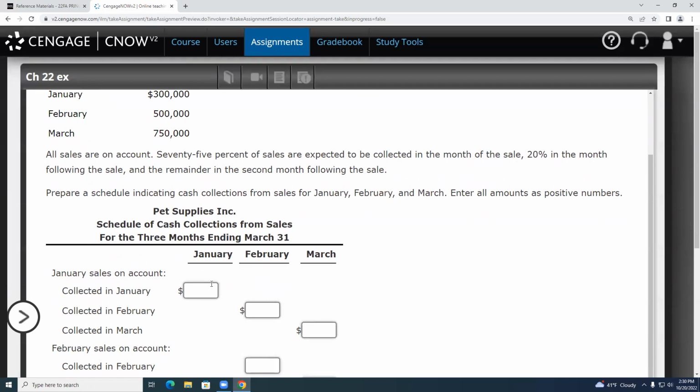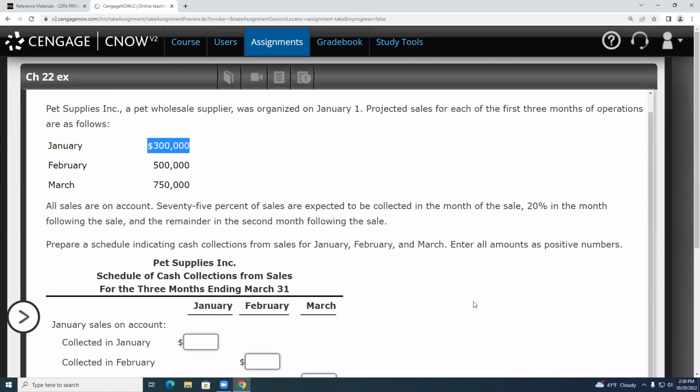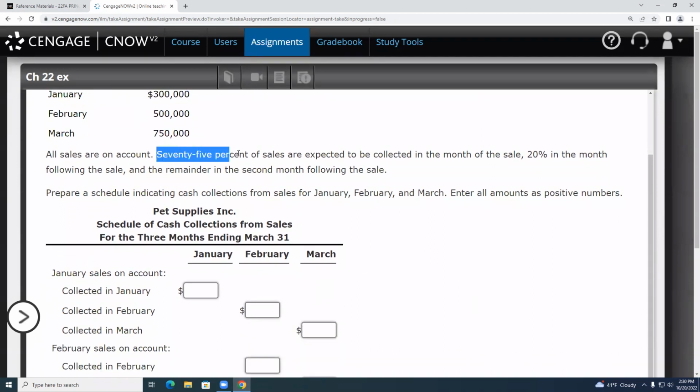And so we're going to start with January sales. We don't have anything carrying over from the previous year because this is a brand new company. In January, they record on their income statement $300,000 in sales, but they actually only collect 75% of that in cash in January. 75% of $300,000 is $225,000. In January, we expect to collect $225,000 of January sales. Another 20% of that is collected in February. $300,000 in sales, 20% is collected in February, that's $60,000. And the final 5% or $15,000 is collected in March.